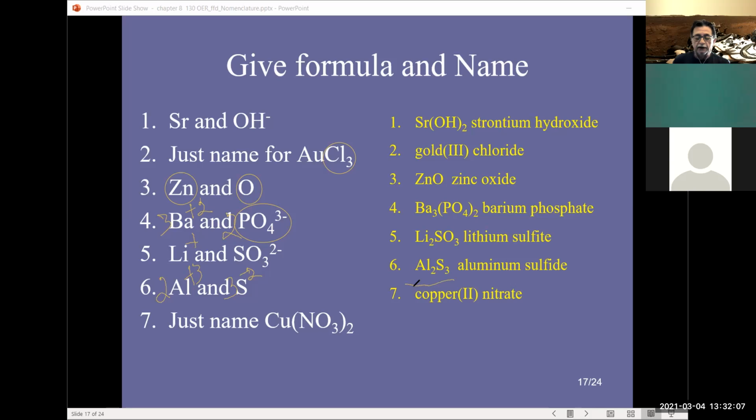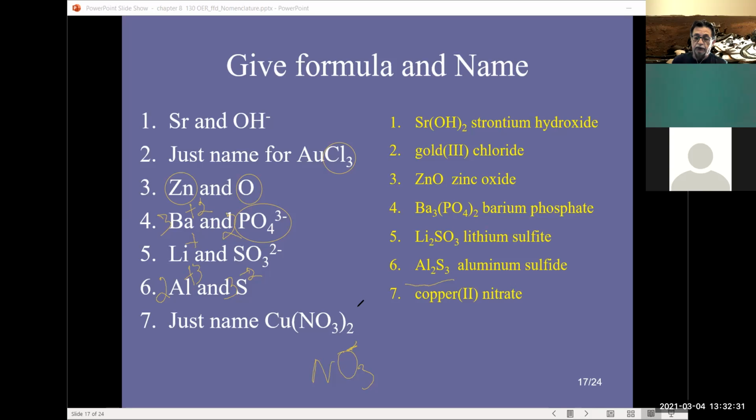All right. And then finally, we got just the name. You got Cu, which is copper. And then parentheses again, flags for a polyatomic ion. Go to the table, look up the NO3, which is the nitrate. And furthermore, each one has a -1 charge.